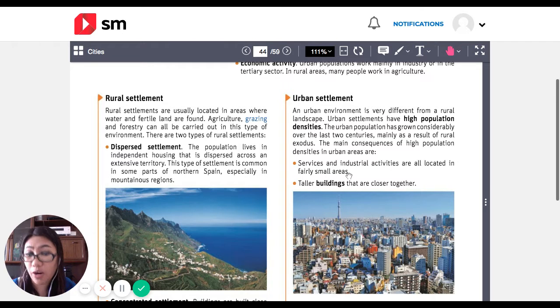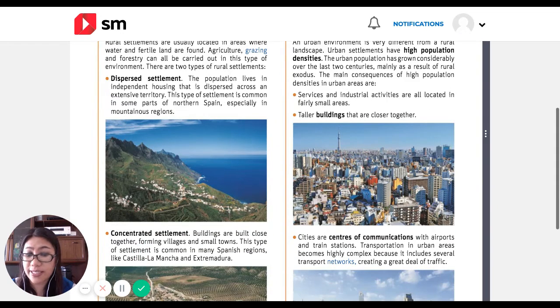in fairly small areas. So, for example, because there is a lot of population and a lot of buildings, in a territory there are only very small areas and services together. Yeah. So you can see many branches of El Corte Inglés or McDonald's or KFC, other food chains or bars or restaurants. Okay, taller buildings that are closer together. So you can see tall buildings, skyscrapers. Yeah, these are urban settlements.